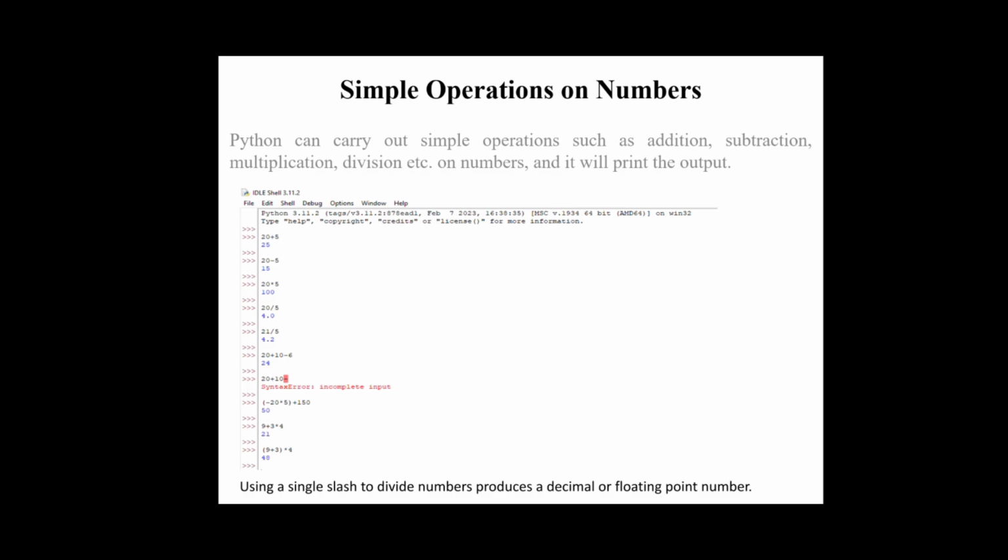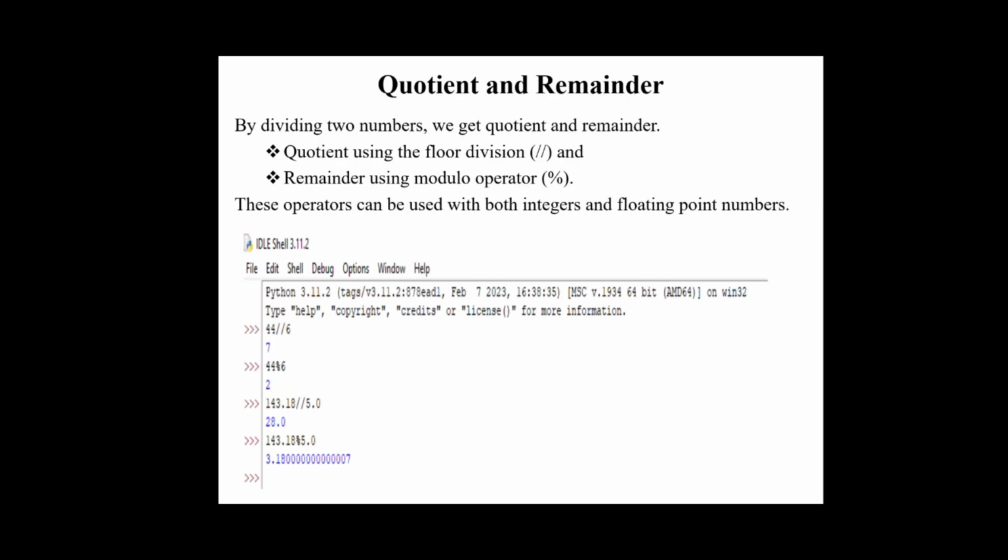Next, 9 plus 3 asterisk 4, multiplication comes first before addition. That's why 3 asterisk 4 gives 12 plus 9 is 21. But when 9 plus 3 is under bracket, then bracket operation will perform first. That's why 9 plus 3 is 12. Then that will be multiplied by 4. That gives 12 asterisk 4 gives 48.